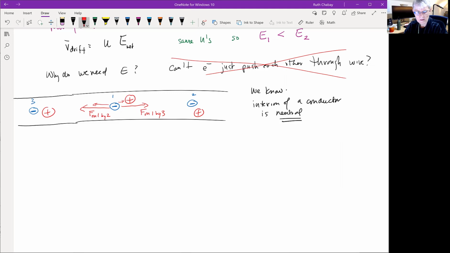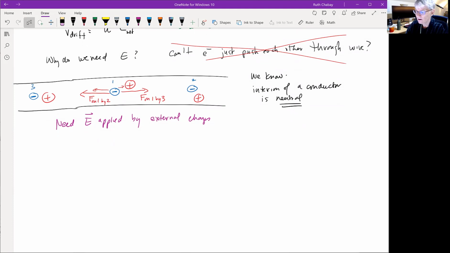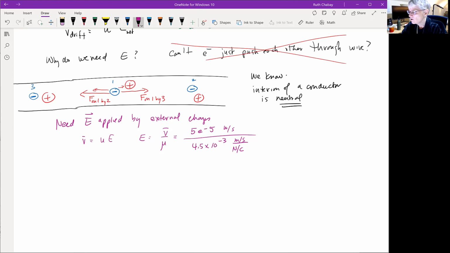So we need an electric field to be applied by charges outside. So external charges, we'll say. Let's see how big a field we might need. If the drift speed is the mobility times the magnitude of the electric field, then the electric field is going to be the drift speed over the mobility. We've already seen that drift speeds are on the order of 10 to the minus fifth meters per second. Mobilities are on the order of 4.5 times 10 to the minus third meters per second per Newton per Coulomb. And so we'd get an electric field needed in this particular wire of something like 0.011 Newtons per Coulomb. Not a real big field, but it needs to be there.